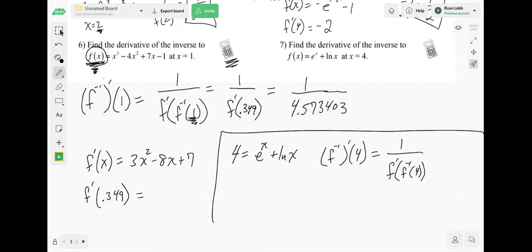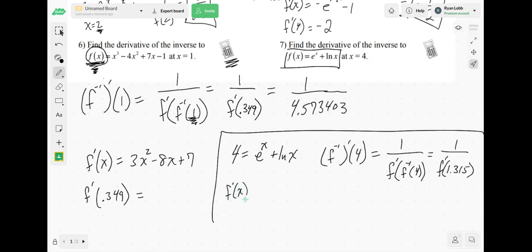So here's our e to the x plus ln of x. We graph 4. Here's y equals 4. We could see that 1.315 is what f inverse of 4 is. So I know this is going to be 1 over f prime of 1.315. All right, that's this solution. That's what x is. Now I got to find the derivative of this function, f prime.